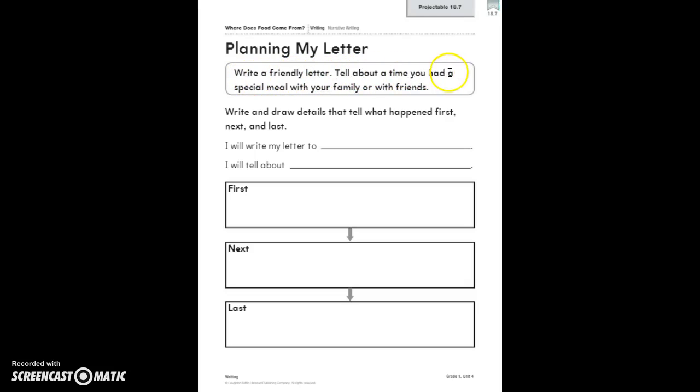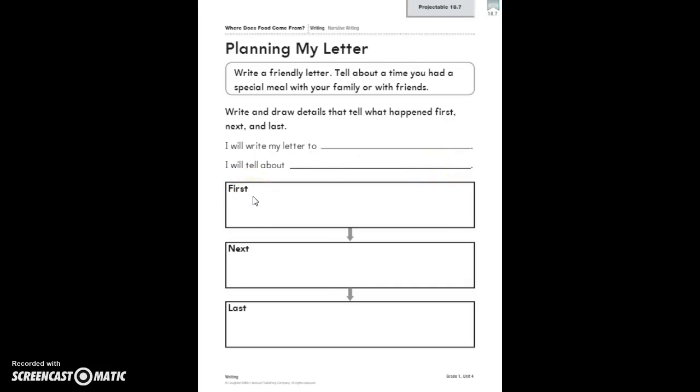Tell about a time you had a special meal with your family or with friends. Write and draw details that tell what happened first, next, and last. I will write my letter to my mom. I will tell about a special lunch with my friend.